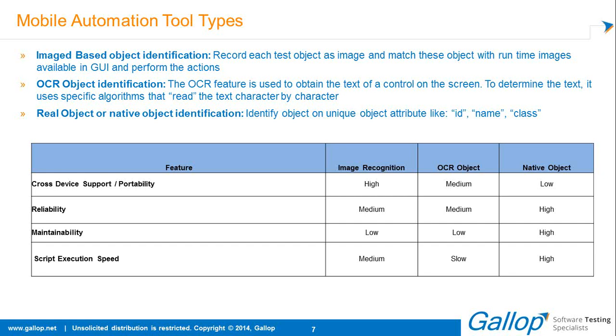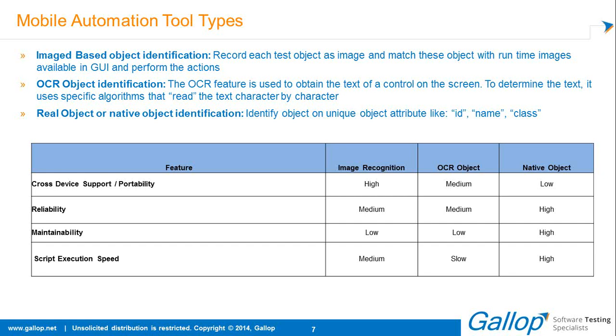So initially, when the mobile automation tools started, they started out as either image-based recognition tools or OCR recognition tools. But as the mobile operating systems themselves evolved, they also provided the APIs for identifying the objects using native recognition, like the IDs or the names or accessibility identifiers or the XPaths. So that way, mobile automation started becoming more reliable and paying dividends.